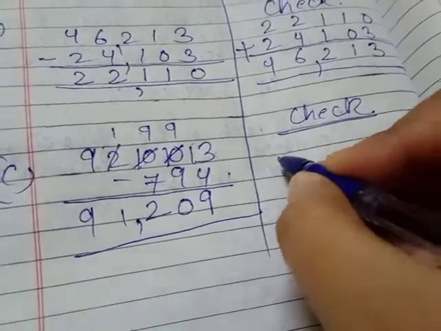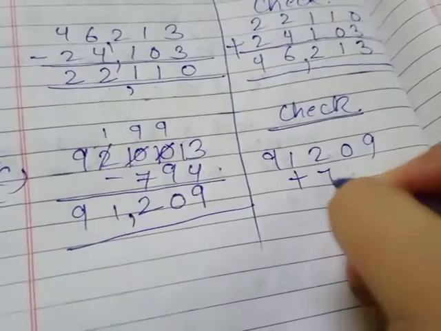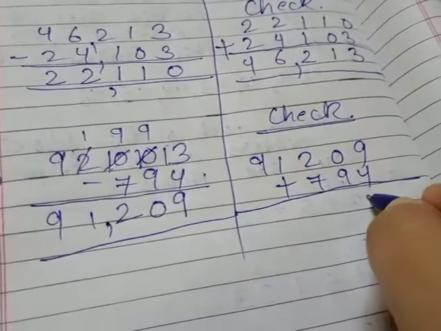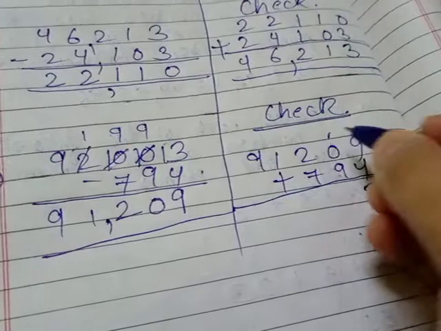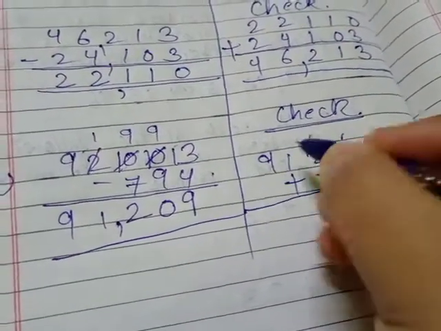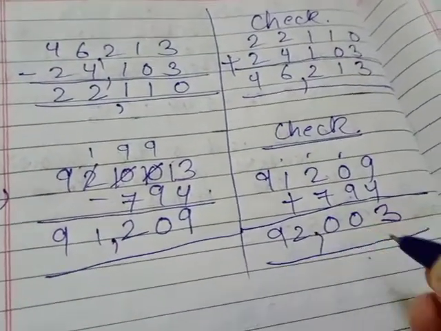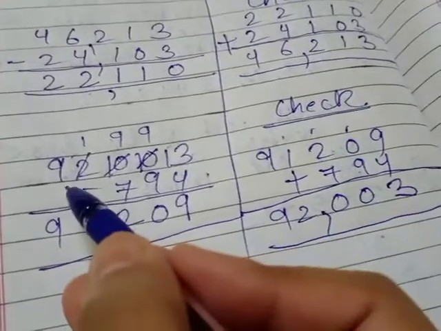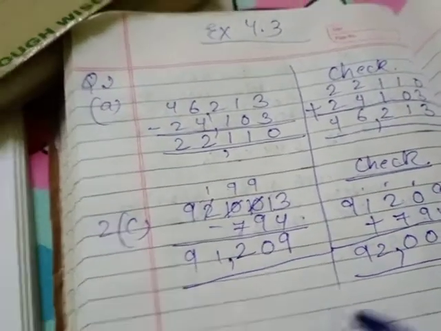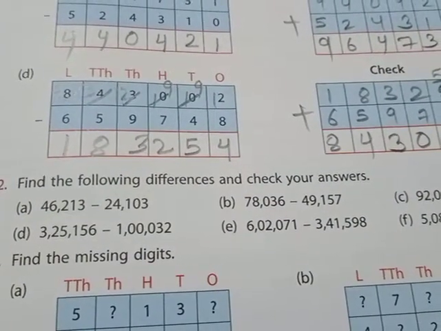For this what we have to do? 91,209. We will add the subtractant. Okay. So 9 plus 4, 10, 11, 12, 13. 1 carried forward. 9 plus 1, 0. Then 1 again carried. Again 10. Then 1 carried here. 2 and 9. If you will match your answer, that is 92,003. 92,003 means our solution is correct. Then 2D also you have to do on your own.